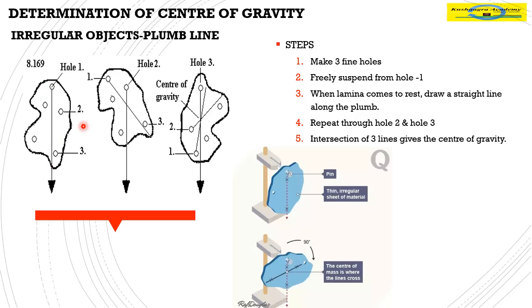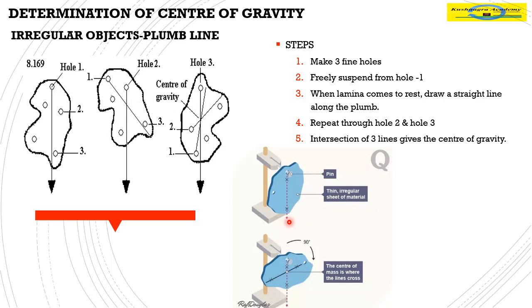Now we have drawn line 1, line 2 and line 3. What we observe is that all these lines intersect at a common point. The point of intersection is the center of gravity. So what are the steps that we take? We take 3 fine holes, freely suspend from hole 1 first. When the lamina comes to rest, draw a straight line along the plumb. Repeat it with hole 2 and hole 3.